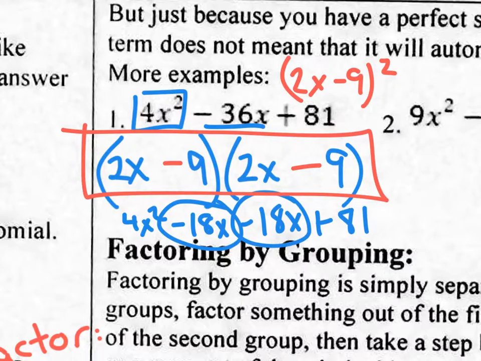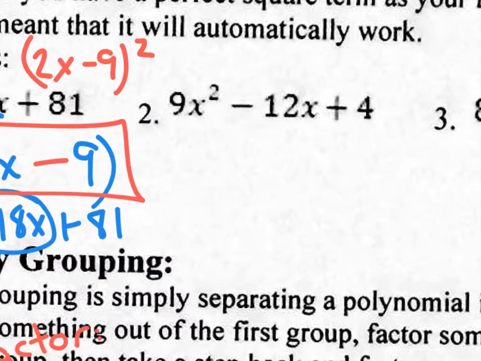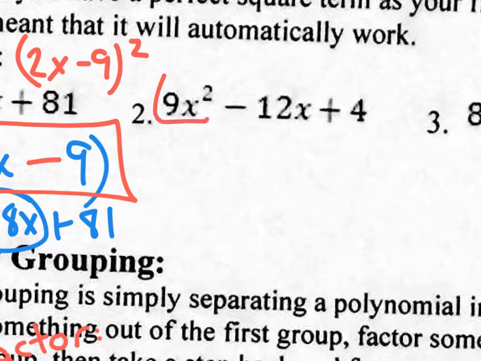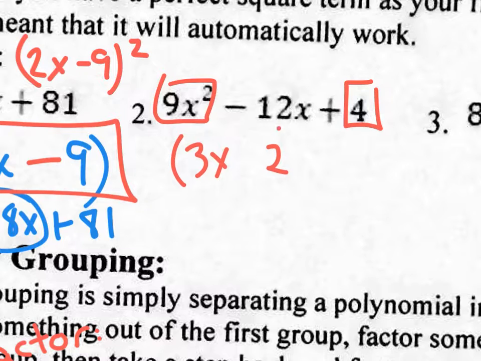Moving on to the next one. We do have a perfect squared term in the front. The square root of 9x squared will be 3x. Perfect square term in the back. The square root of 4 is 2. So my answer is going to be 3x with a 2. And now let's think about the signs.